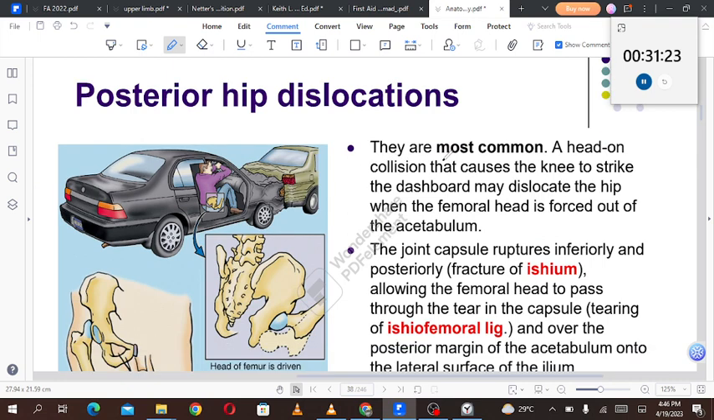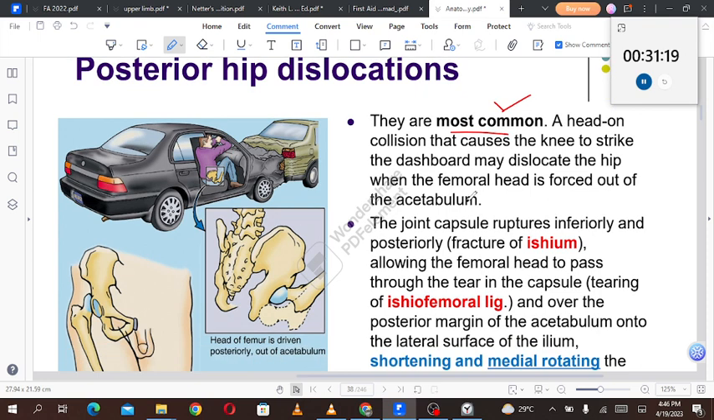Moving forward, posterior hip dislocation. So when does that happen? Posterior hip dislocations are most common. A head-on collision that causes the knee to strike the dashboard may dislocate the hip when the femoral head is forced out of the acetabulum.